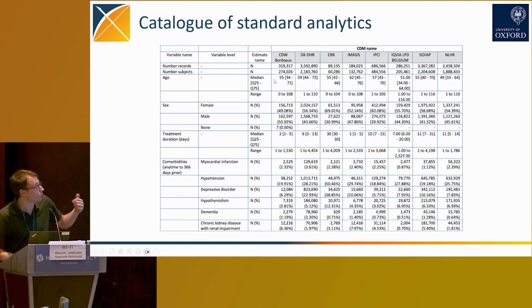Age, we have median age, quantiles, the range. Then percentage of sex, for example, in one database we have some unknown sex. We have treatment duration, and we have also comorbidities anytime prior in this case. So yeah, this would be the standard output.